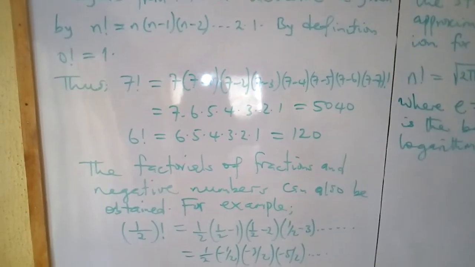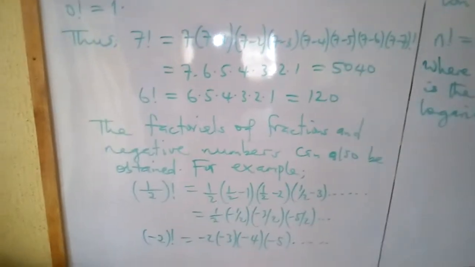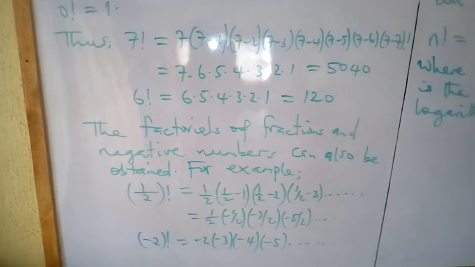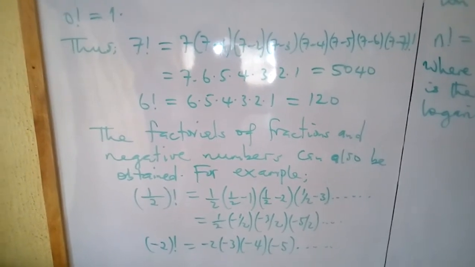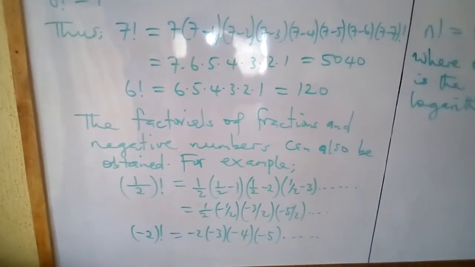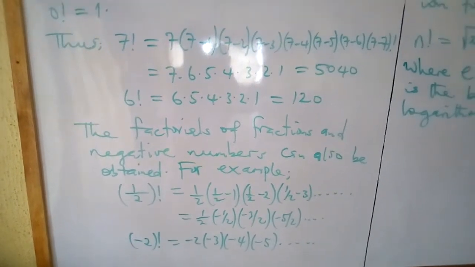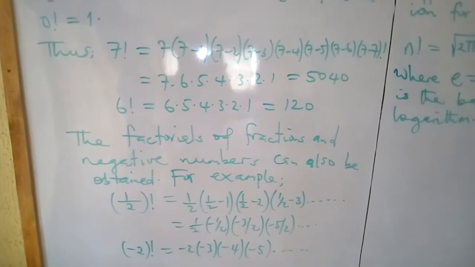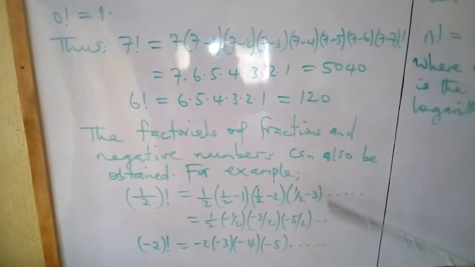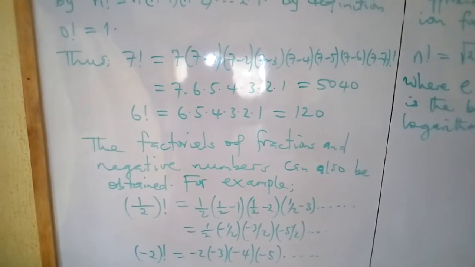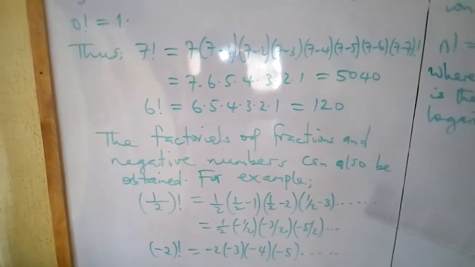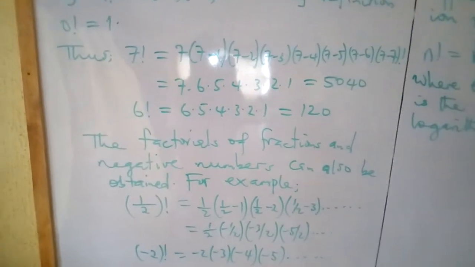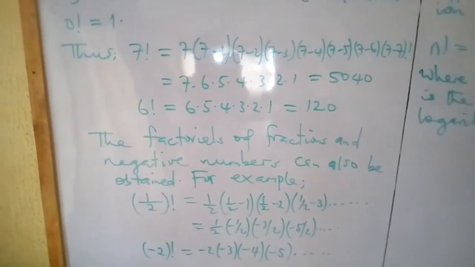Note that fractions and negative numbers can also be expressed in the same form. That means we can have factorials of fractions and negative numbers. So half factorial is half times half minus 1 times half minus 2 times half minus 3 continuously. It is an infinite expansion.